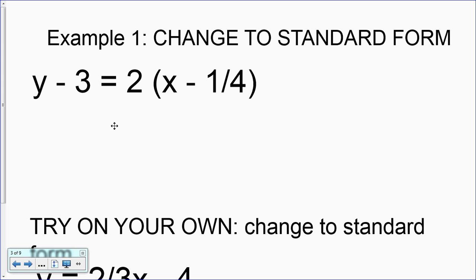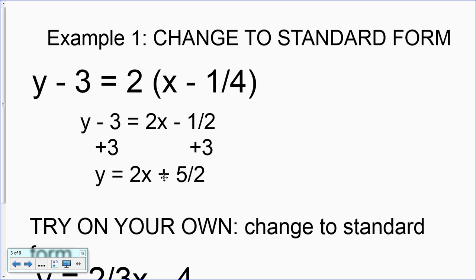Okay, so first we're going to go ahead and distribute this 2, so we get y minus 3 equals 2x minus 1/2, because 2 times 1/4 is 1/2. Now we're going to add 3 to both sides, so we end up getting y equals 2x plus 5/2, or 2.5. So now we have slope intercept form. Now we can change that into standard form by subtracting 2x from both sides. So we have negative 2x plus y equals 5/2.